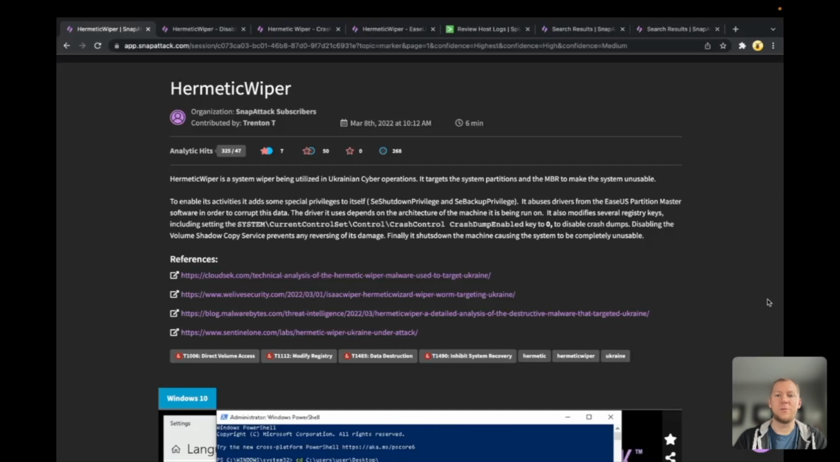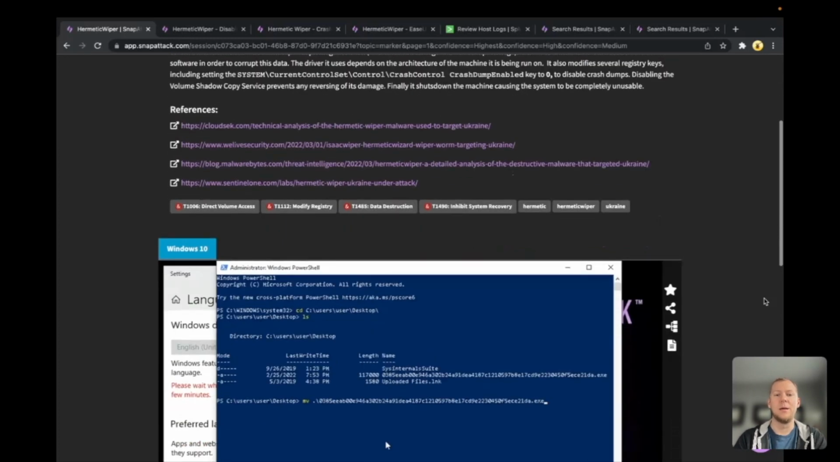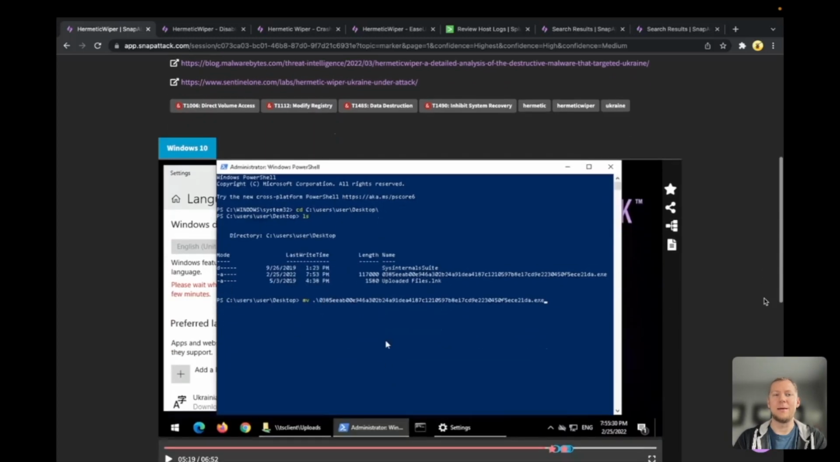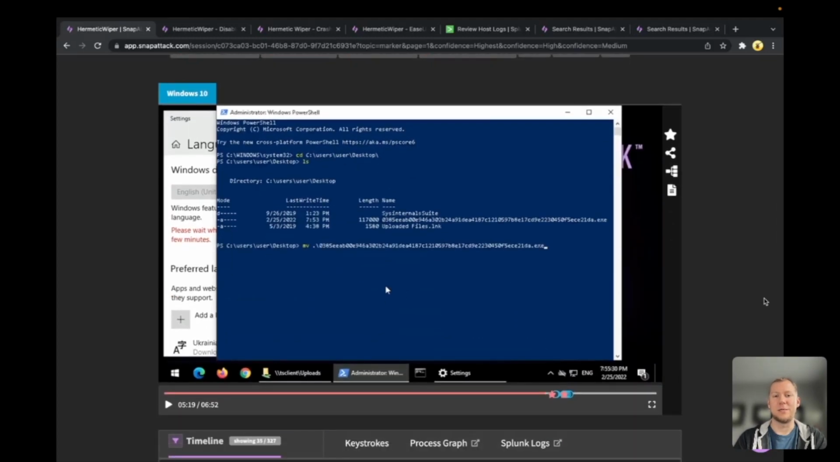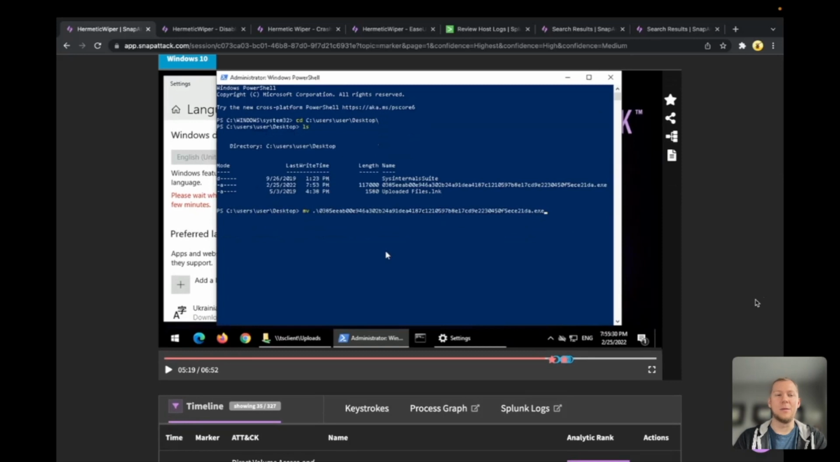So obviously, if we were doing proper detection, we'd want to try and detect this earlier in the kill chain. However, I think it is still worth analyzing this piece of malware to take a look and see what it's doing on the endpoint. So here we have this attack session in SnapAttack, which is our capture of all the keystrokes, the video, the event logs, everything we really know about this attack.